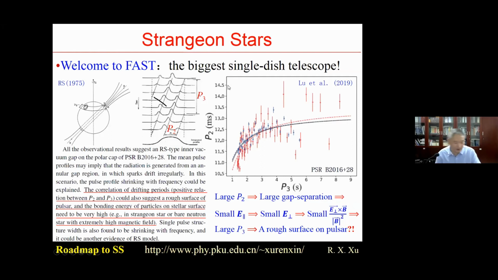I'm sorry, because of the limited time, I may not go into very astrophysical details. Just to show you that there is a very nice correlation between the observed drifting subpulse P2 and P3 by FAST. And this paper was published last year, the early science of FAST.